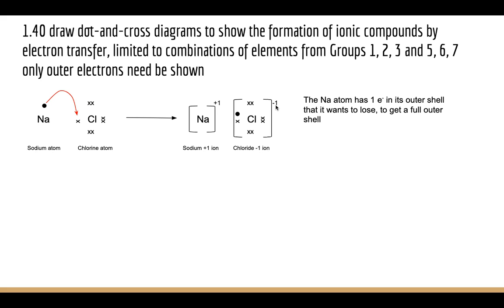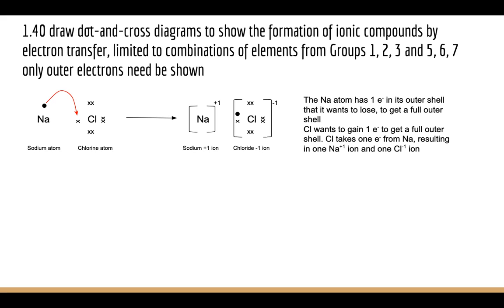So sodium has 1 electron in its outer shell. Chlorine wants to gain that 1 electron, and both ions end up having full outer shells. You'll notice here a +1 charge and a -1 charge, and the attraction between the +1 and the -1 is the ionic bond which sticks these together.